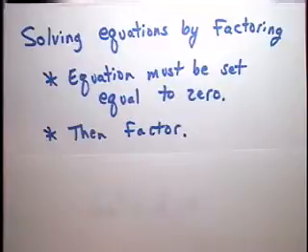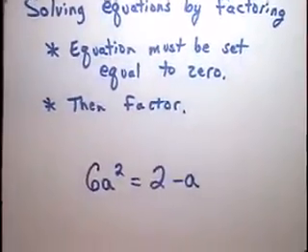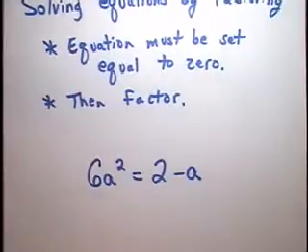So we want one side of the equation to say equals 0, and the other side of the equation is going to be some polynomial that you can use one of your factoring methods to factor. Let's do some examples. Let's take the equation 6a squared equals 2 minus a. And let's solve this. When you see that you have a variable taken to the second power, one of the methods that you can use to solve this equation is to solve by factoring.